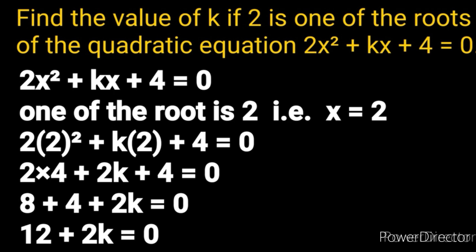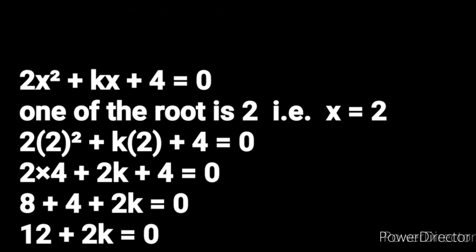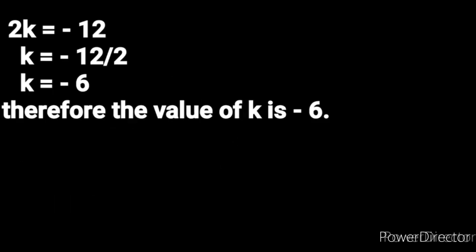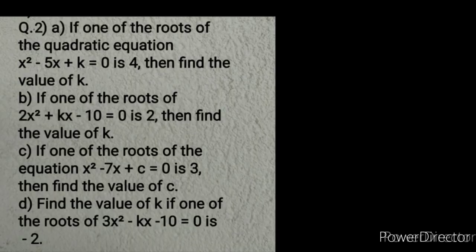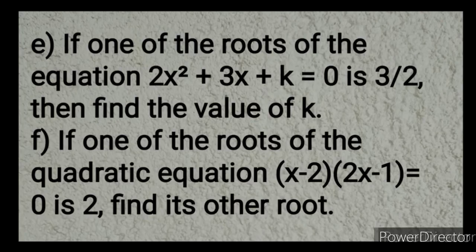So 2 into 2 square plus k into 2 plus 4. So you get 8 plus 4 plus 2k equals 0. 12 plus 2k equals 0. We'll take 12 to the other side. So you have 2k equals minus 12. So k is equal to minus 12 upon 2. If you cancel, 2 6s are 12, so minus 6. Therefore the value of k is minus 6. Please take a screenshot of these questions, these as well, and solve it.